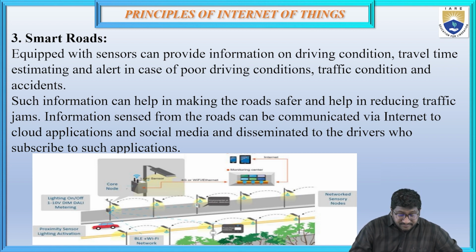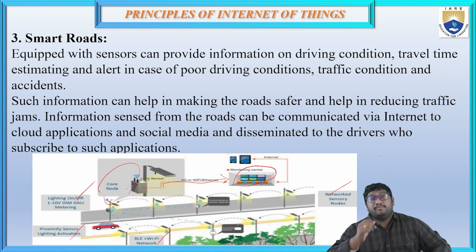Have a look here. In the smart road, I have placed a core node into the system, which is monitored using 4G internet speed, which is the monitoring center. With the help of internet or monitoring, lights are turned on and off. Proximity sensor, which is going to detect the light. Wi-Fi network sensor and network sensor nodes. So these are the things which I have placed here.